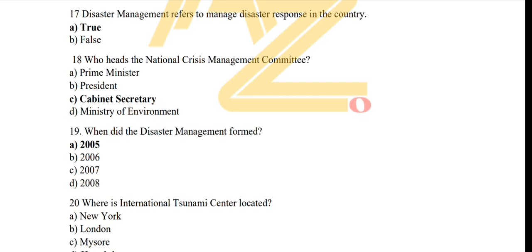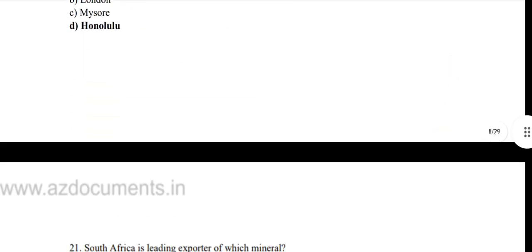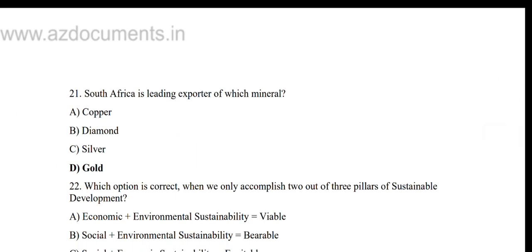Who heads the National Crisis Management Committee? Cabinet Secretary. When was the Disaster Management Act formed? 2005. Where is the International Tsunami Center located? Honolulu. 21st question, South Africa is a leading exporter of which mineral?